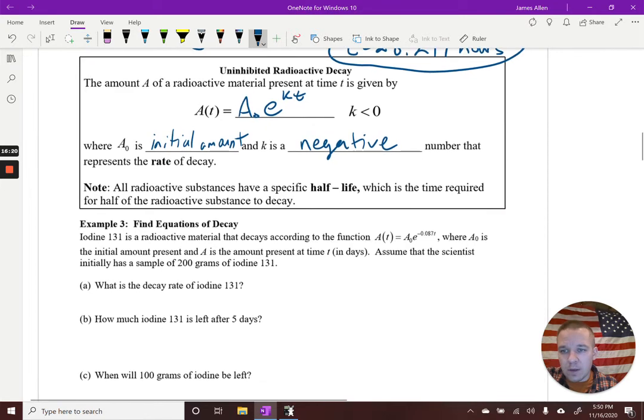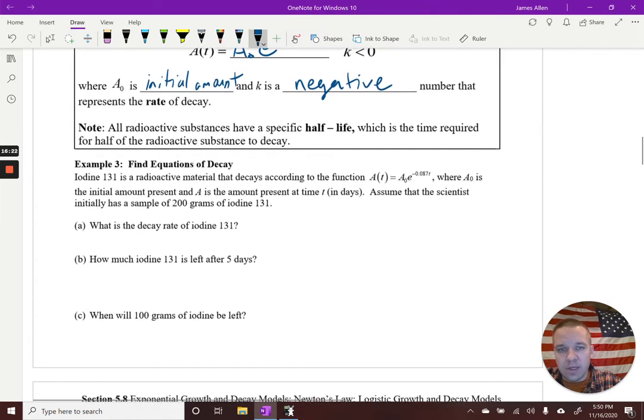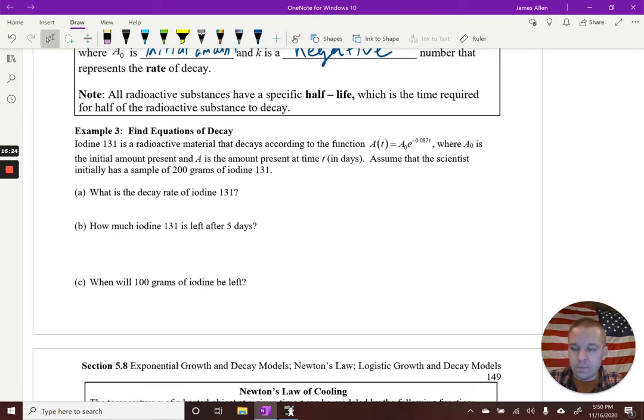So on to this lovely one. But before that, let's see here. This is our note here: all radioactive substances have a specific half-life, which is the time required for half of the radioactive substance to decay. You may have heard that in some science classes before, right? It's kind of like the doubling time, but it's the decay version. So it's just half the population. And we'll work with that here momentarily.